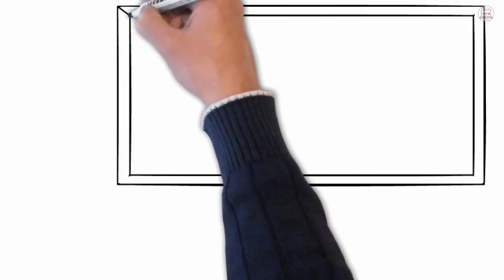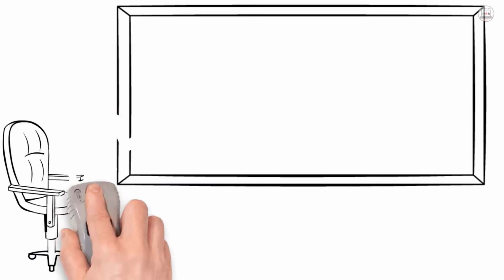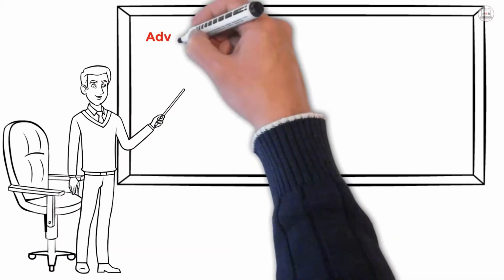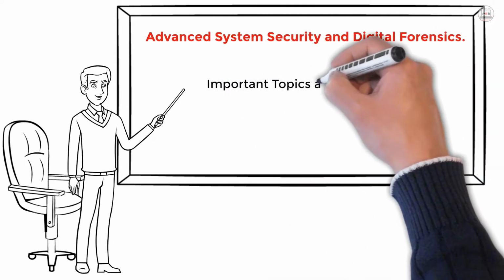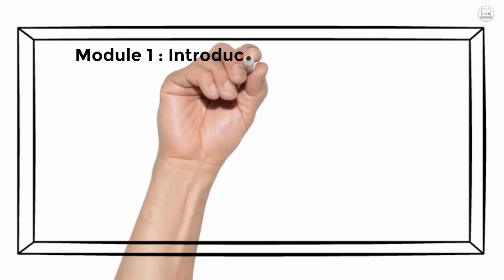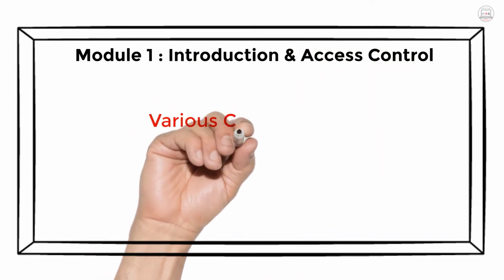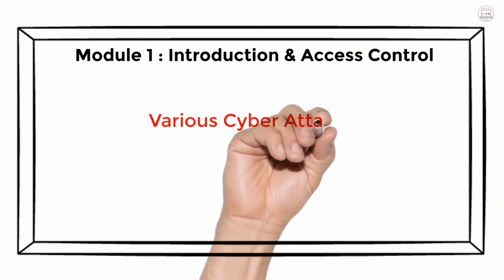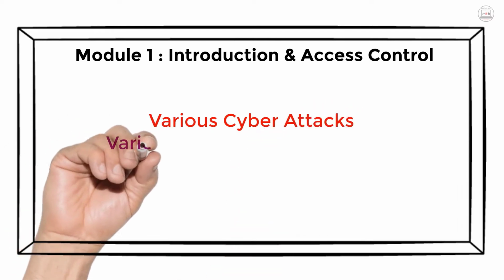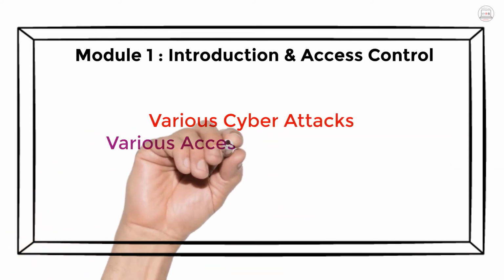Hello students, in this video I'm going to discuss the various topics that you should cover, and you should not skip these topics for your Advanced System Security and Digital Forensics University exam. Starting off with the very first module, it discusses the various cyber attacks possible. So you must study in brief what are the various cyber attacks, what are the various types of cyber attacks, then move towards the various access control policies such as discretionary access control and mandatory access control.